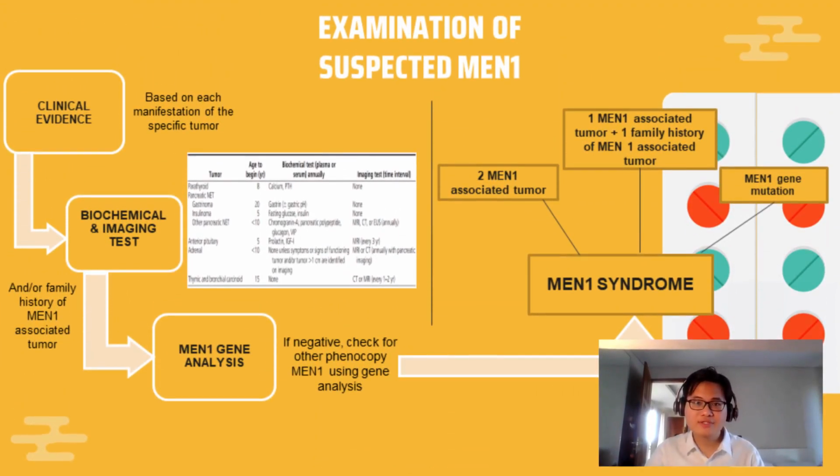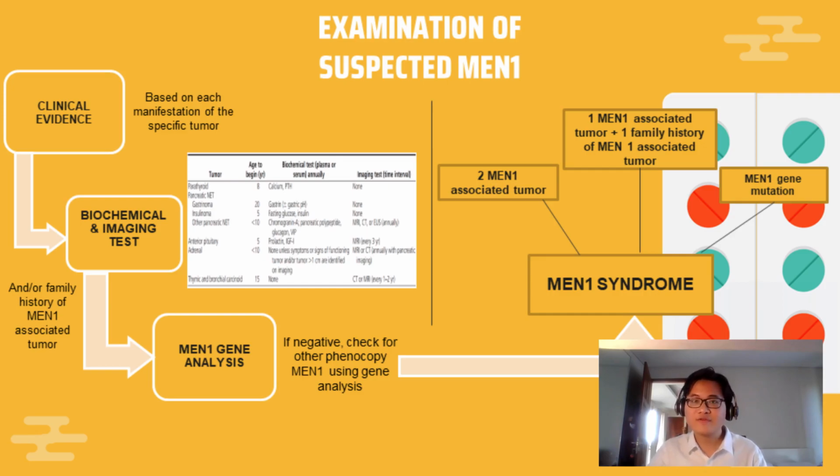My name is Putu Andrea Sebastian with student number 143. So I'm going to explain about the examination of MEN syndrome. The first is MEN 1. Due to clinical evidence based on each clinical manifestation of the specific tumor and a family history of MEN 1 associated tumor, we can check the biochemical and imaging tests. For example, if we suspect a parathyroid tumor, we can check the calcium and the parathyroid hormone. And if this is confirmed, we can undergo the MEN 1 gene analysis.